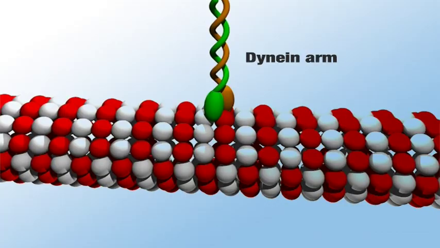Between the pairs of microtubules is a protein called nexin. Nexin helps to keep the microtubules in their place and then coming out of the microtubules, we have a protein called dynein arm that breaks down ATP and uses that energy to help the microtubules move past each other, and that is actually what drives the movement of the flagella and cilia.